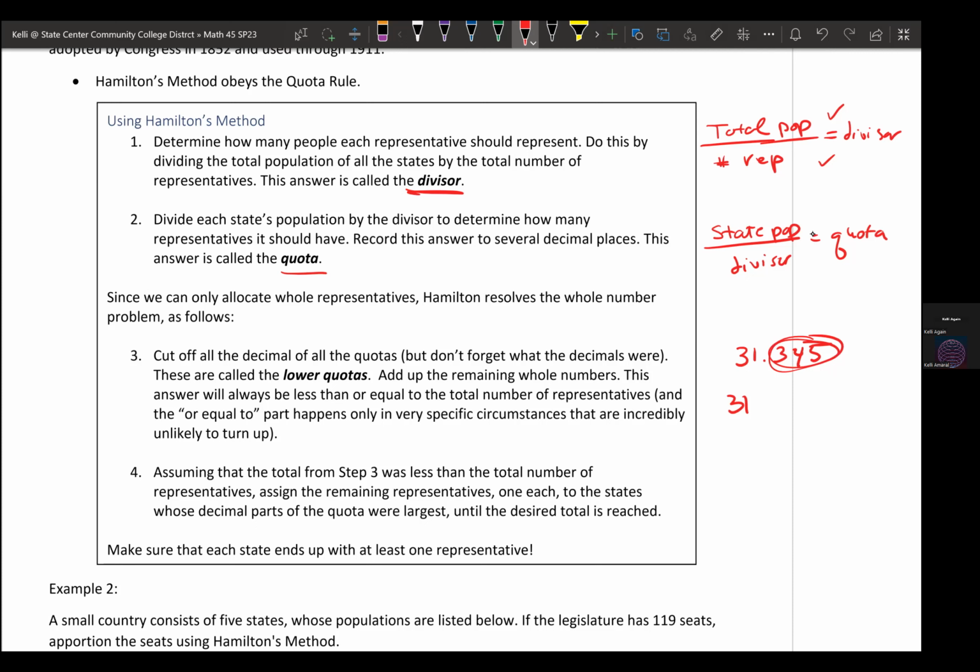You took the population of the state, divided it by the divisor. You got a number plus some. Hold on, my computer did something weird. So it's always going to be lower than the total number of representatives. So then what do you do with those?